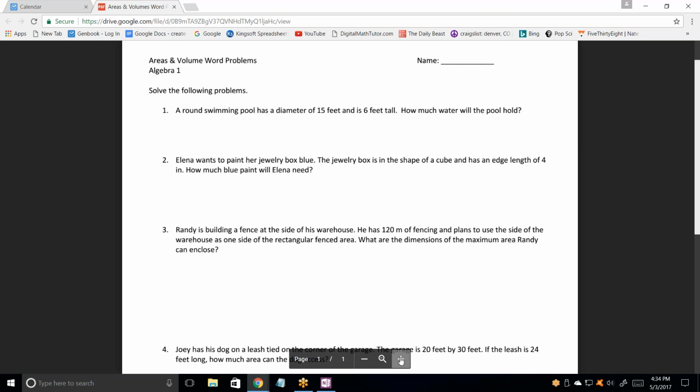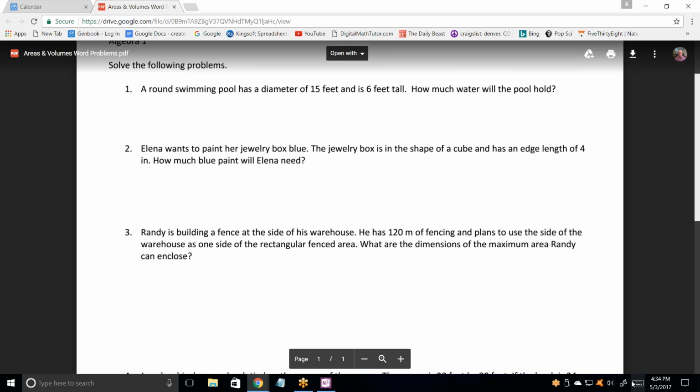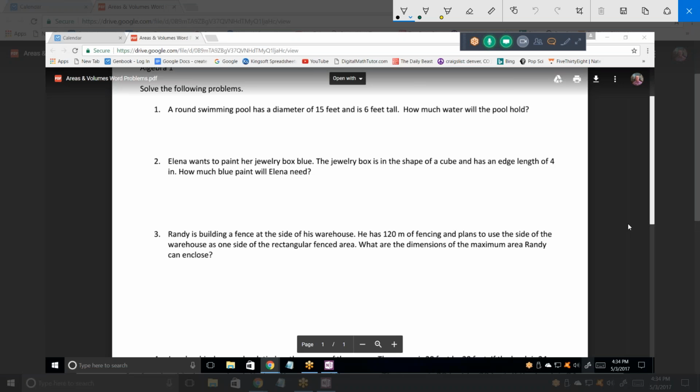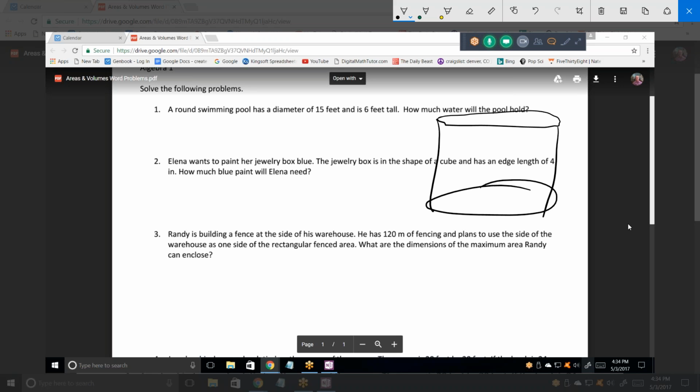Let me expand this a little bit, and then I'll take a picture of it. A round swimming pool has a diameter of 15 feet and it's 6 feet tall. So we're looking at a right cylinder, correct? Yes. What's the volume of a right cylinder?